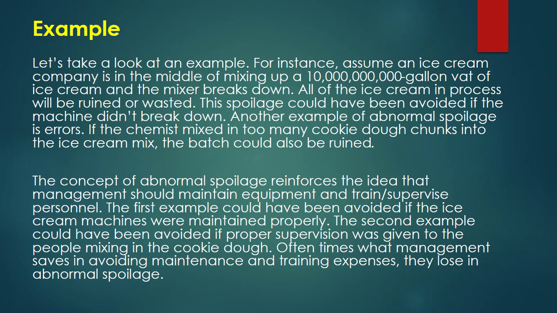Another example of abnormal spoilage is errors. If the chemist mixed too many cookie dough chunks into the ice cream mix, the batch could be ruined. The concept of abnormal spoilage reinforces the idea that management should maintain equipment and train or supervise personnel. The first example could have been avoided if the ice cream machine were maintained properly. The second example could have been avoided if proper supervision was given to the people mixing in the cookies.